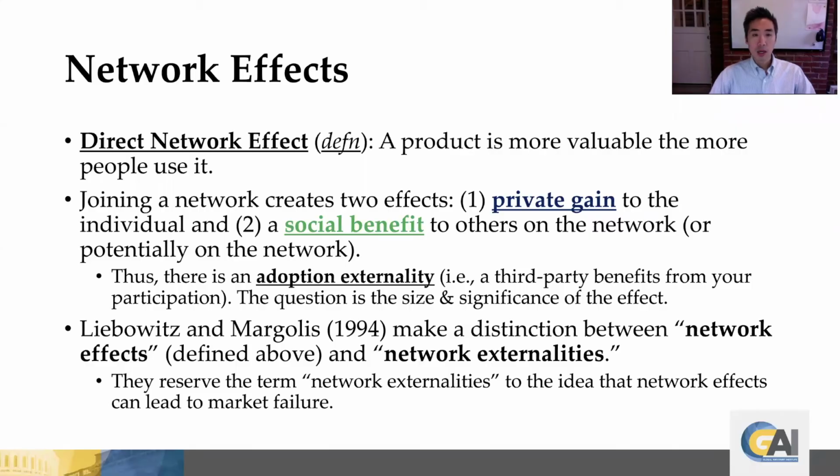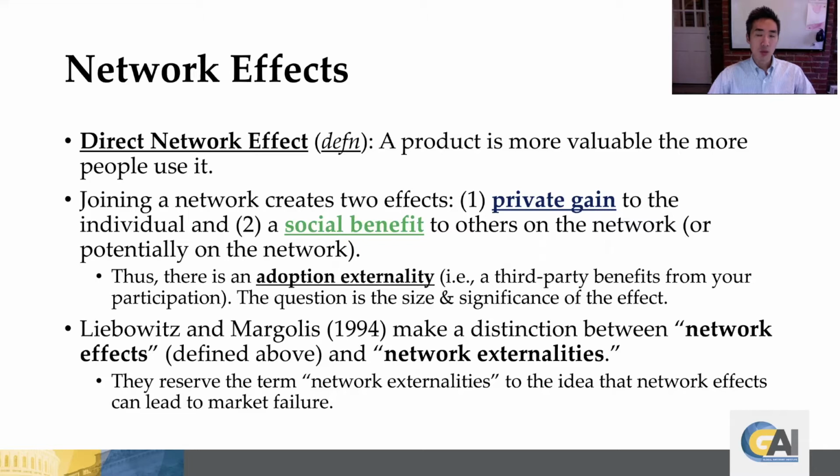So let's do a formal definition of not just network effect, we just defined that, but more in terms of the economics of it, and unpack the network effect a little bit. To summarize Katz and Shapiro's definition very quickly, a product is more valuable the more people use it. So we can break down the effect of joining a network into two effects. The first is a private gain to the individual, and the second is a social benefit to others on the network. So I think that's a nice paradigm.